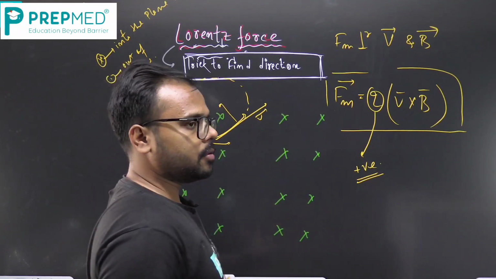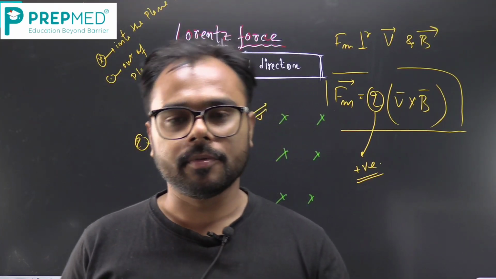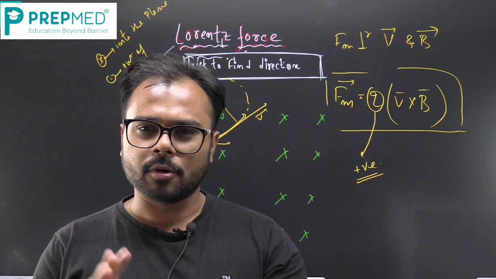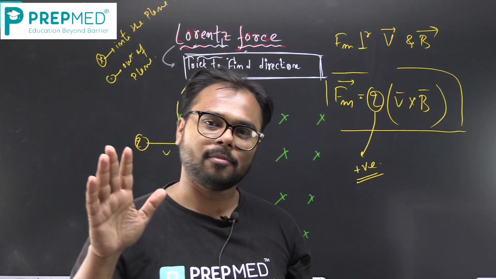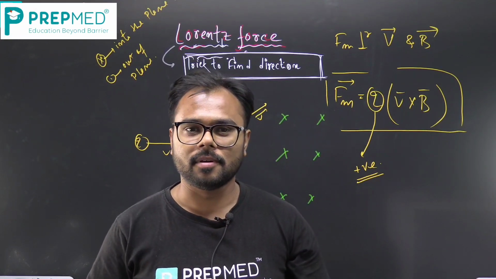So this is how we discussed the importance of the right hand palm rule. Don't use Fleming's left hand rule. Use the right hand palm rule to get the direction of the magnetic force easily.